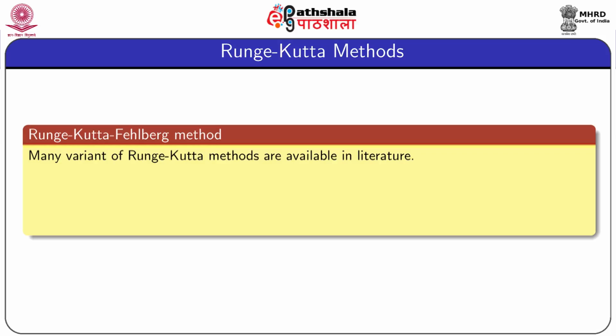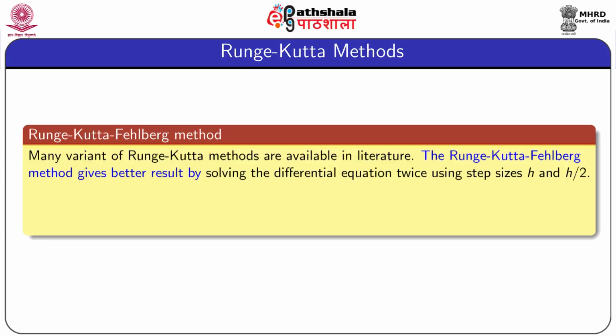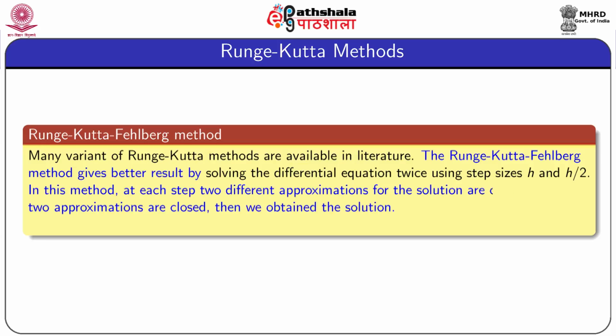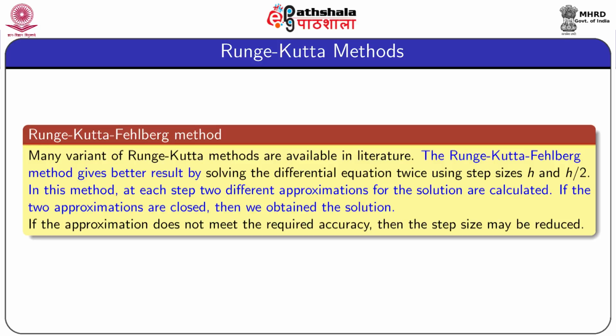modification of the Runge-Kutta method, this one known as the Runge-Kutta-Fehlberg method. Many variants of Runge-Kutta methods are available in literature. The Runge-Kutta-Fehlberg method gives better results by solving the differential equation twice using step sizes h and h/2. In this method, at each step, two different approximations for the solution are calculated. If the two approximations are close, then we obtain the final solution of the given differential equation. If the approximation does not meet the required accuracy, then the step size may be reduced.